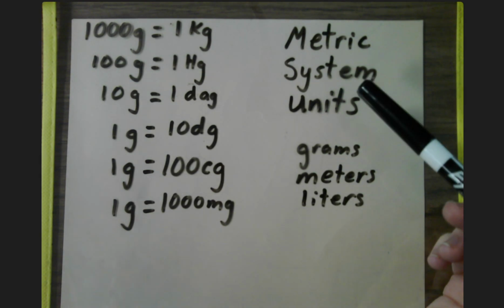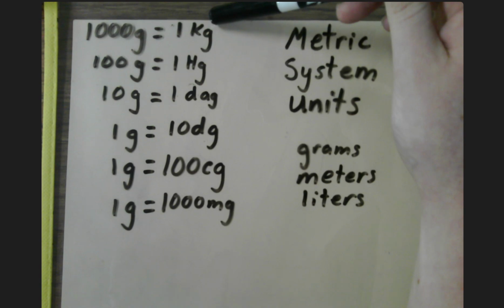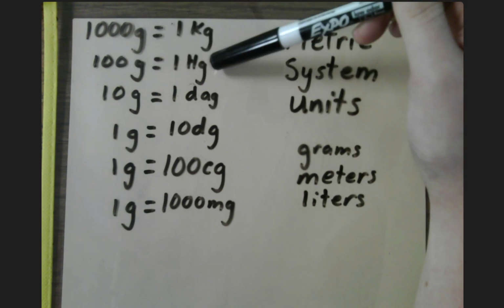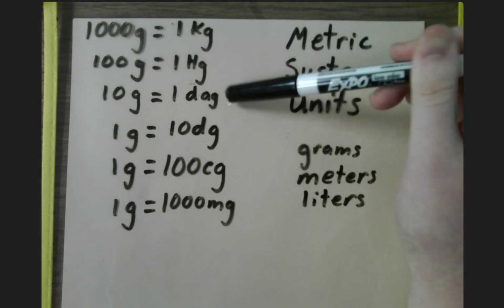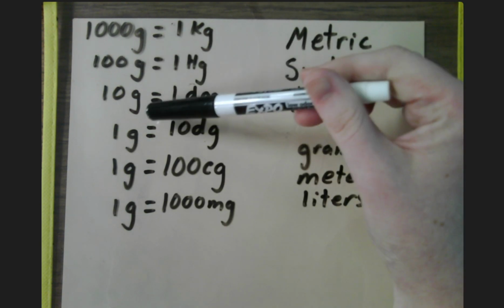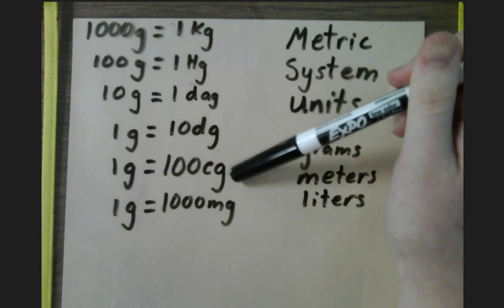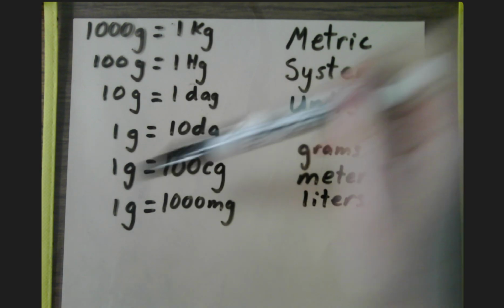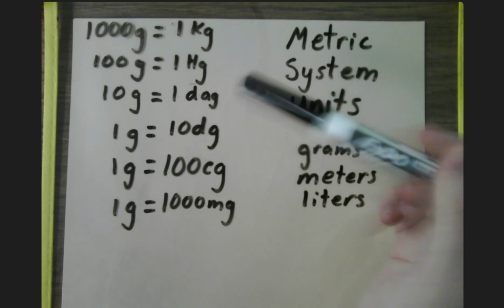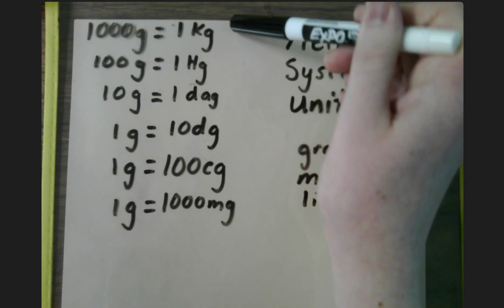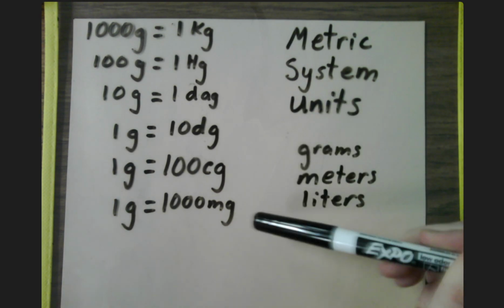Other things we need to know is that 1,000 grams is equal to 1 kilogram. 100 grams is equal to 1 hectogram. 10 grams is equal to 1 decagram. 1 gram is equal to 10 decigrams. 1 gram is equal to 100 centigrams. 1 gram is equal to 1,000 milligrams. So anything up here is bigger than 1 gram, and everything down here is smaller than 1 gram. So let's get started.